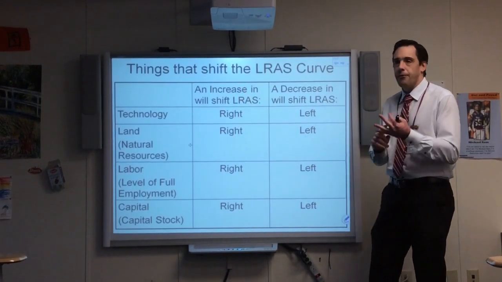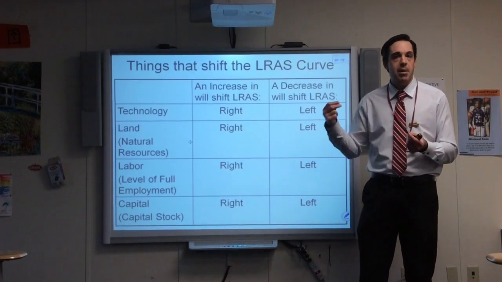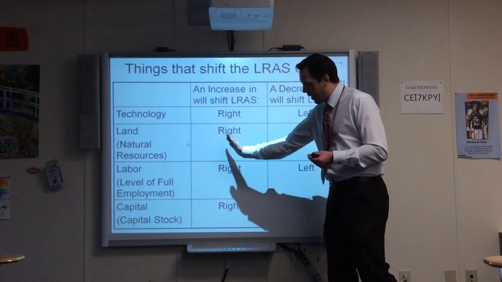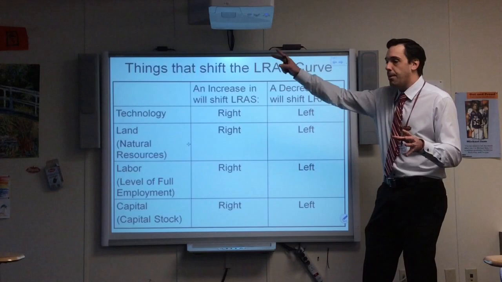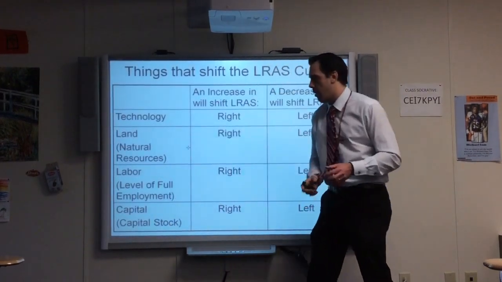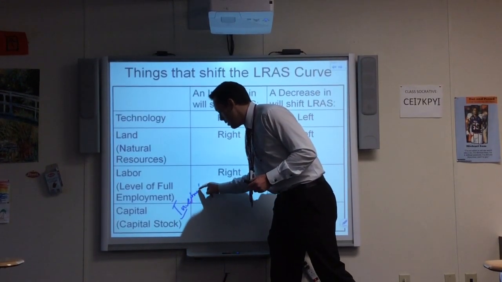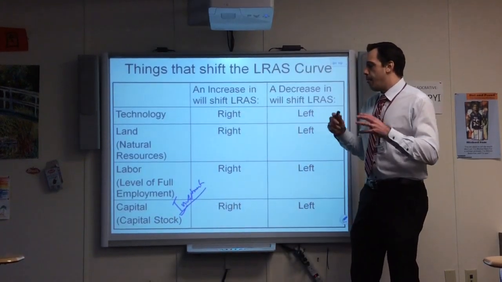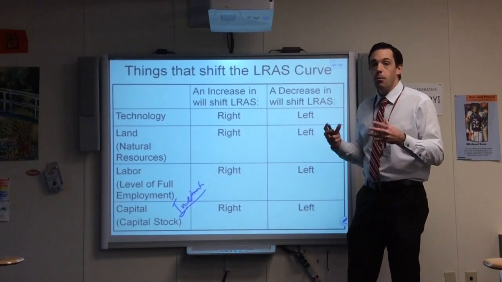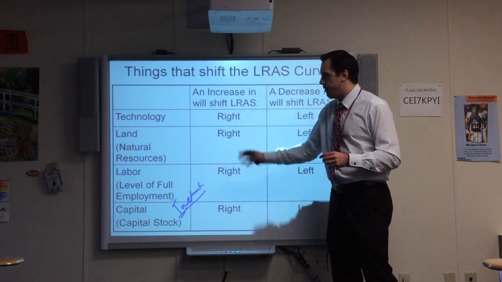If we get more workers, or we increase the skill level of the workers, or make them more productive through technology, LRAS would shift to the right. If we get less skill or less workers, emigration, it would shift to the left. And then capital stock. This is really important to growth. And this is investment spending. If we have more capital stock, more equipment, more factories, more tools, we can produce more. So LRAS would go to the right. If we have less, it would go to the left.